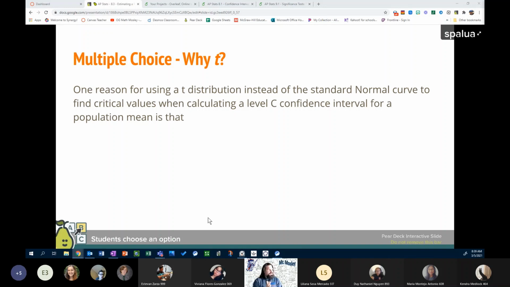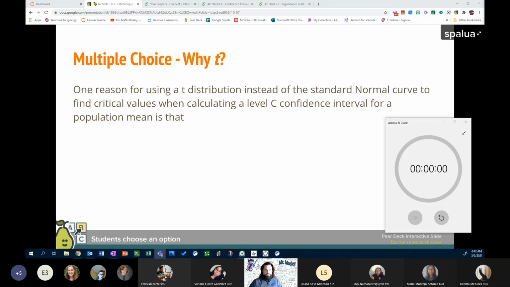We get our first question here, the multiple choice question. Why t? One reason for using a t distribution instead of the standard normal curve to find critical values when calculating a level C confidence interval for a population mean is that. Please choose the correct option. There is only one correct option here. Please read carefully and make your selection.